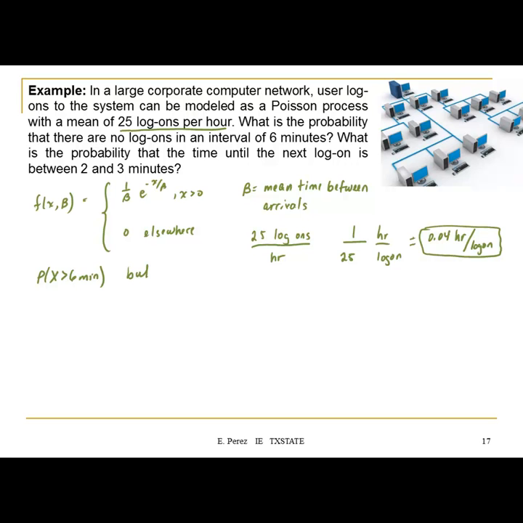But beta is in hours. So we need to be consistent in terms of the units that we are using. So we need to change these 6 minutes into hours. So this is the probability of x being greater than 0.1 hour. 6 minutes in an hour is 0.1 hour.